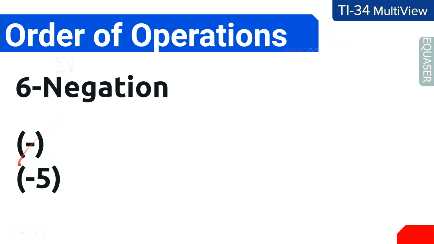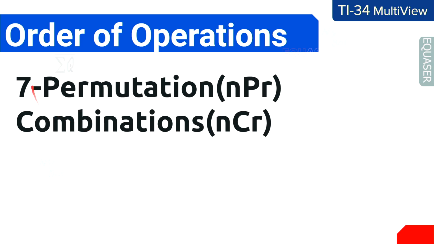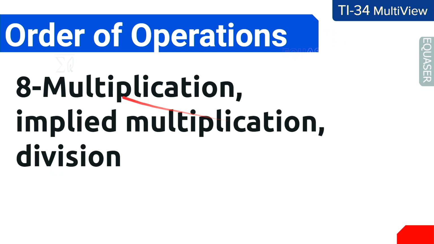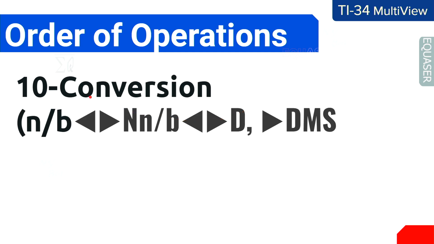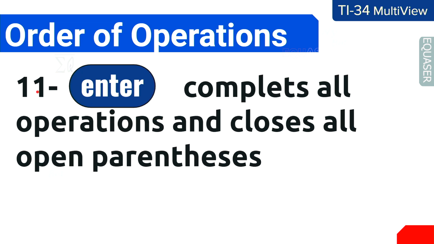Number 5, the negation will be evaluated. Number 7, permutation and combination is evaluated. And then step 8, multiplication and implied multiplication and division is evaluated. Number 9, addition and subtraction is evaluated. Number 10, fraction conversion, degree, minute, and second are evaluated. And number 11, when you press enter, it completes all operations and closes all open parentheses.